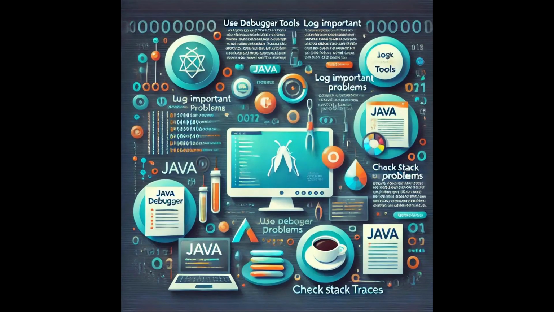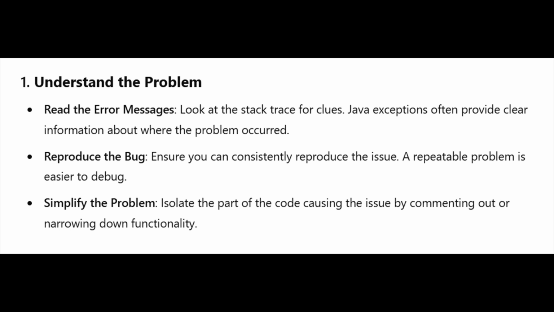Debugging Java code effectively involves a combination of understanding the problem, using debugging tools, and following best practices. Here are some practical tips. 1. Understand the problem. Read the error messages. Look at the stack trace for clues. Java exceptions often provide clear information about where the problem occurred.